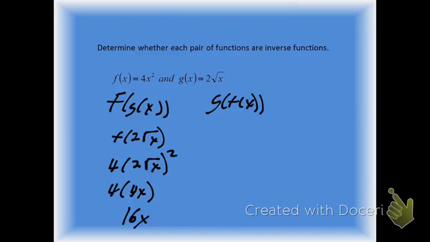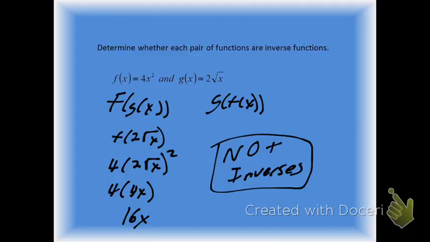So once you get down to verifying that you cannot get it to simplify to just x, you can already put not inverses. And you don't have to show the other way. If you can prove it one way, you don't have to show the other way. So that's kind of nice. Once you figure out one's not going to simplify to x, you don't need to worry about trying to get the other one down to x, because it's probably not going to get down to x.